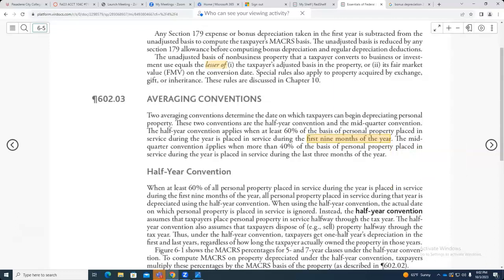The mid-quarter convention applies when more than 40% of the basis of personal property placed in service during the year is placed in service during the last 3 months of the year. Then you apply mid-quarter convention. So if it's more than 40% put in service in the last 3 months, then you use mid-quarter convention.